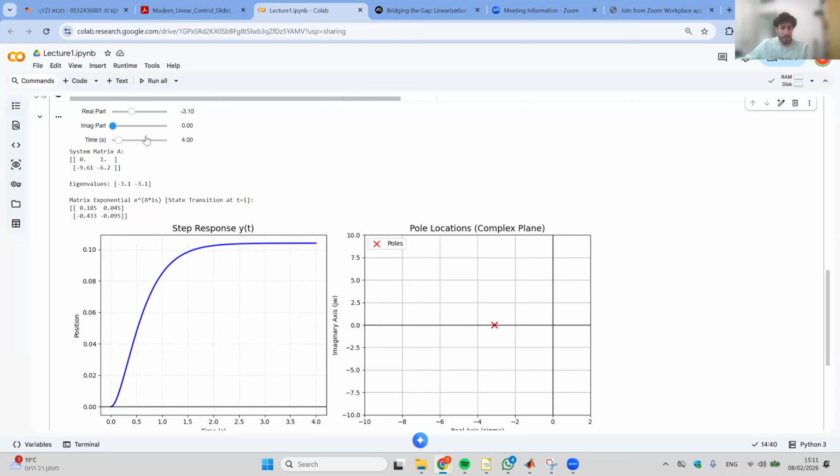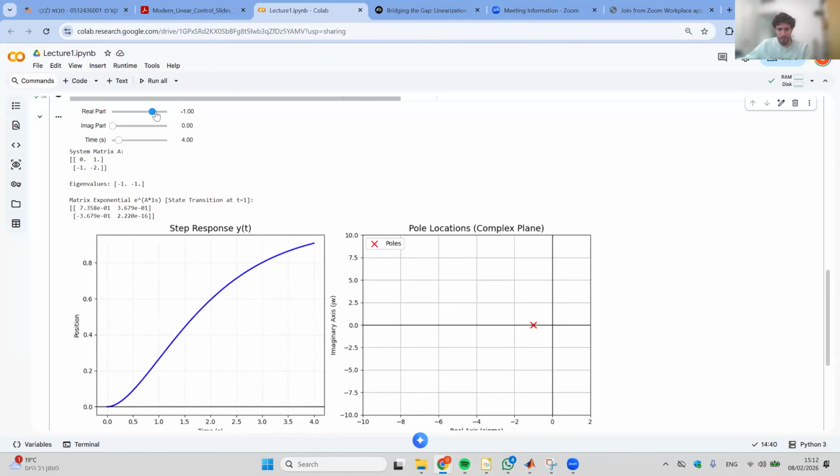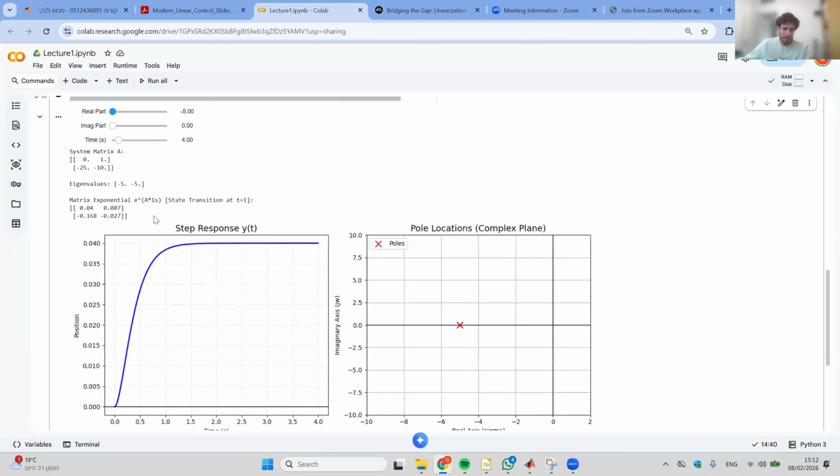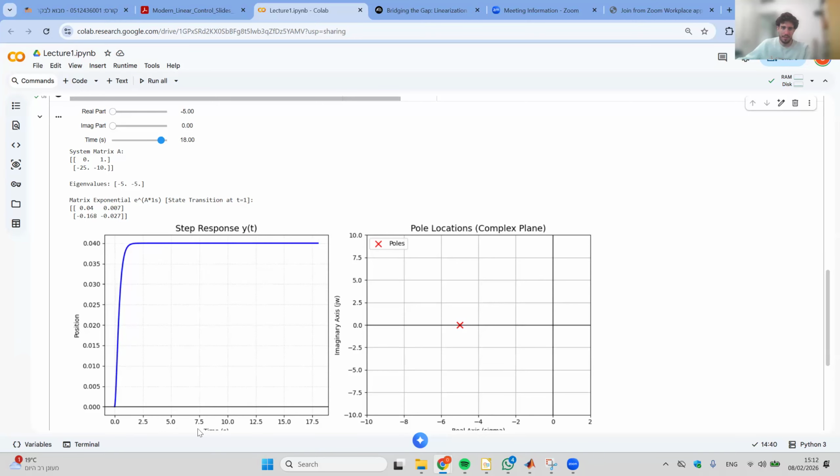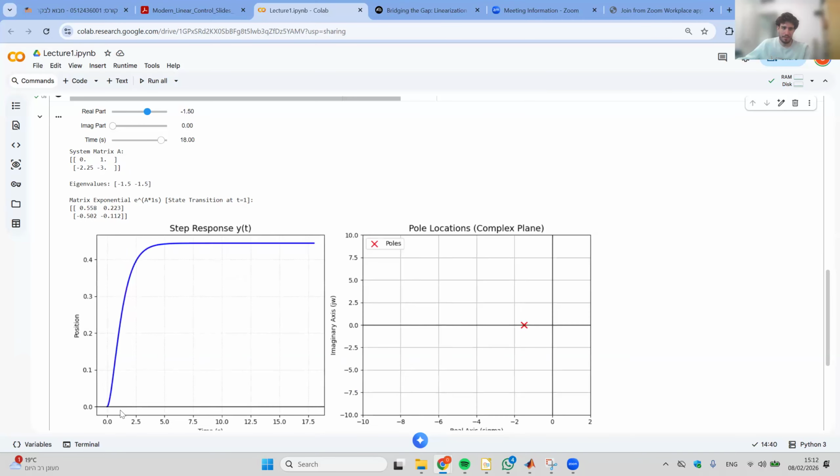Now, specifically, if the real part is more negative, this response will decay faster. So let's say we let the real part be -1, and then again we let the real part be -5. You can see it goes to our finite value much faster. If we take larger values of time, we can actually see that. And if we increase the real part, it takes a while longer to get there. Okay, so that's the point of stability.